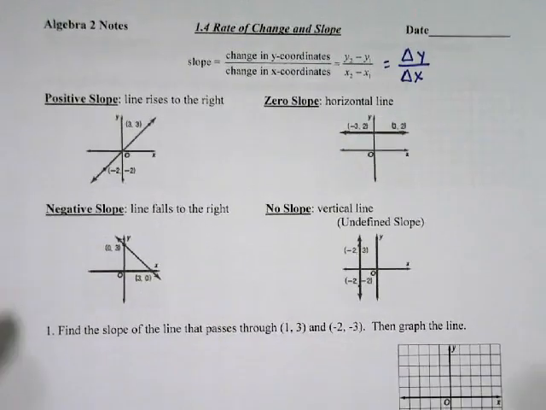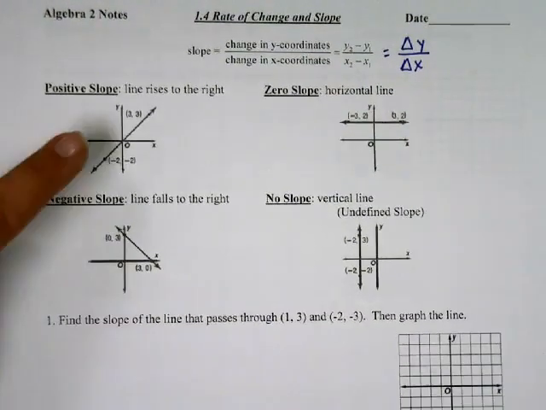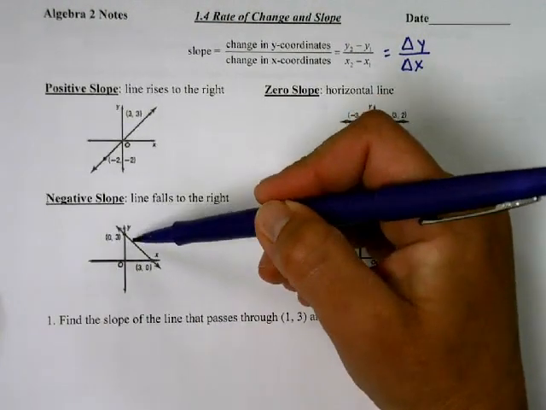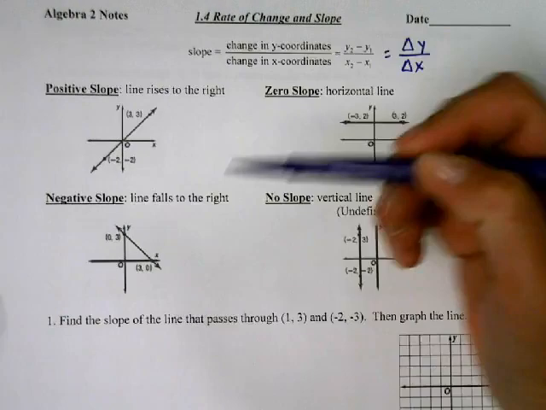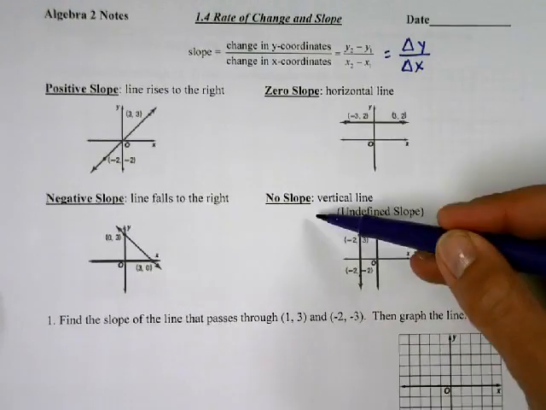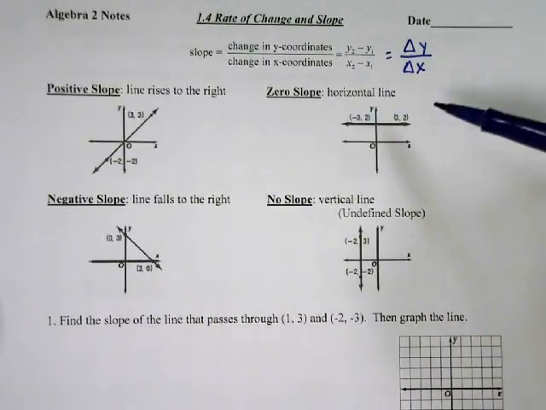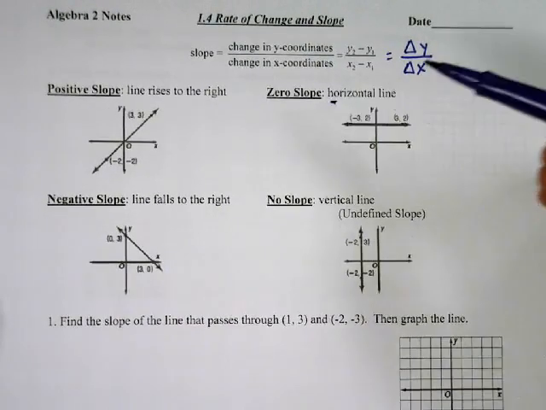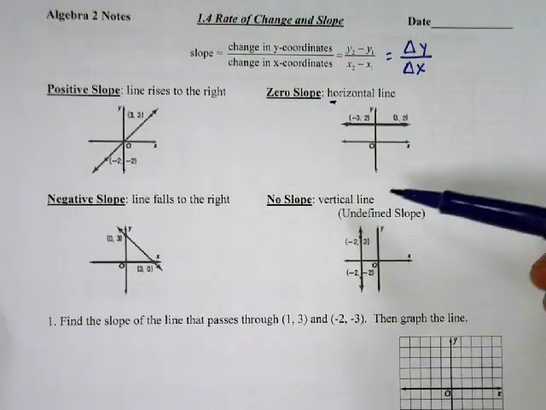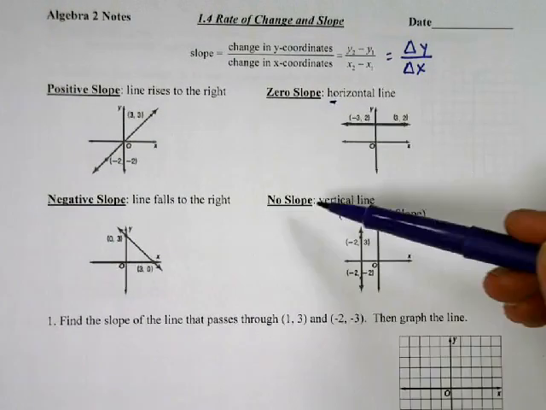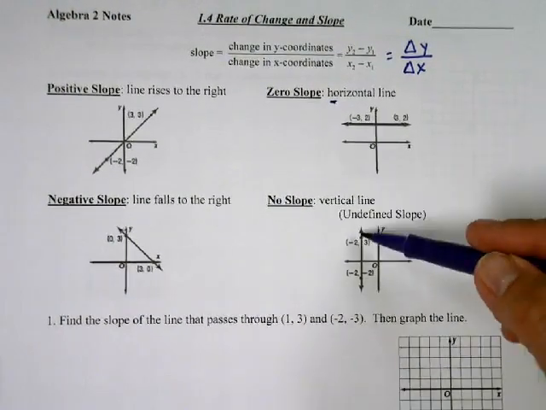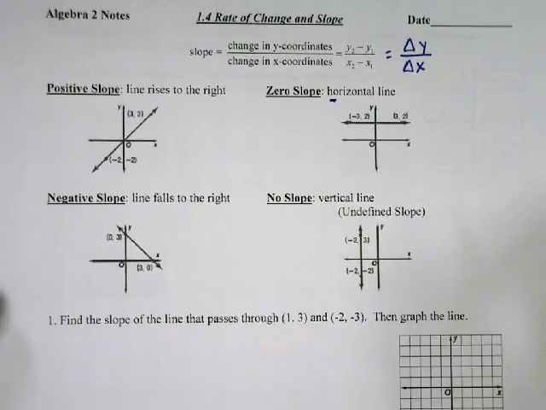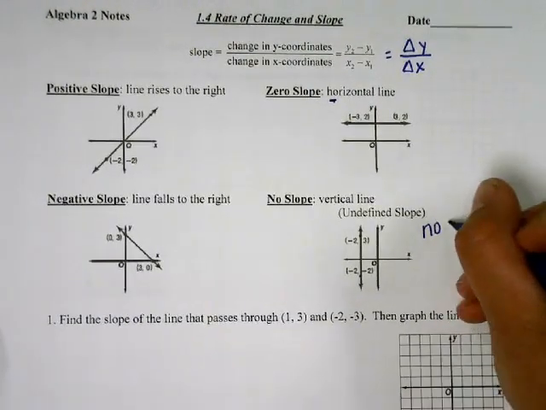So we have 4 types of slope. We can have a positive slope, where the line rises to the right. We can have a negative slope, where it falls to the right. A zero slope and a no slope are different. A zero slope, think about horizontal. It's got a 0 in it. Those are all horizontal lines. And a no slope is a vertical line. Think about it this way: there's no way to write it in mx plus b form.